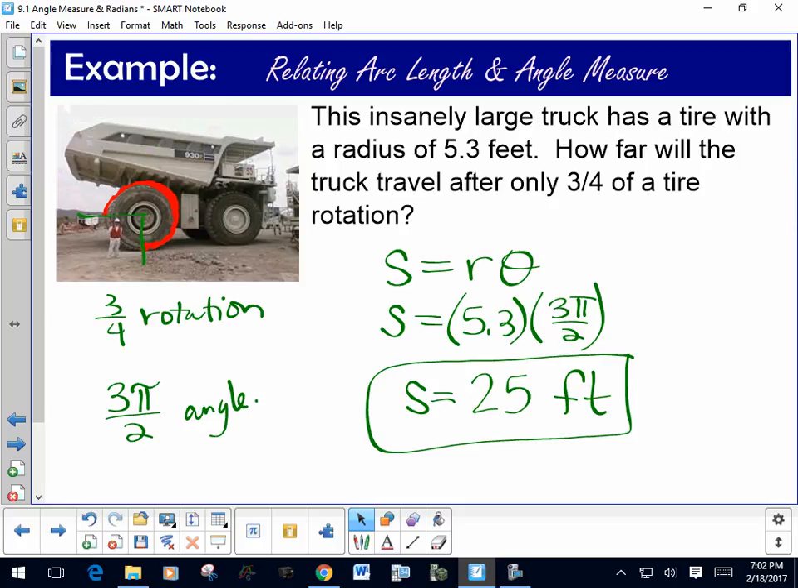pretty far forward. Okay, so that's it. So we've got arc length in degrees, and arc length in radians. So just pay attention to which type of angle measurement you have, and practice sketching out some radian measures, and we'll continue practicing that throughout our unit. So that's it.